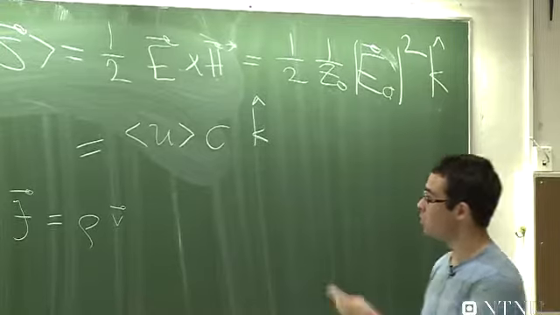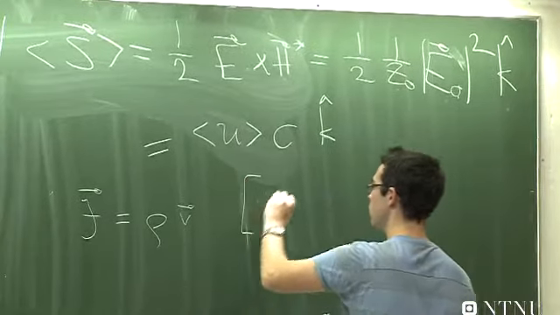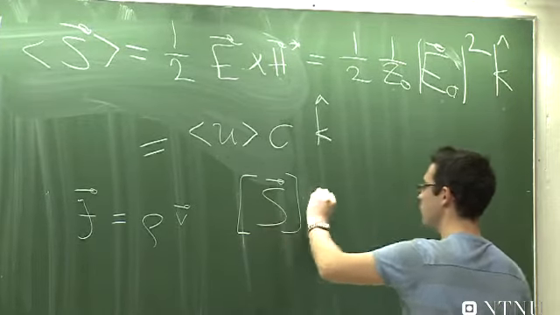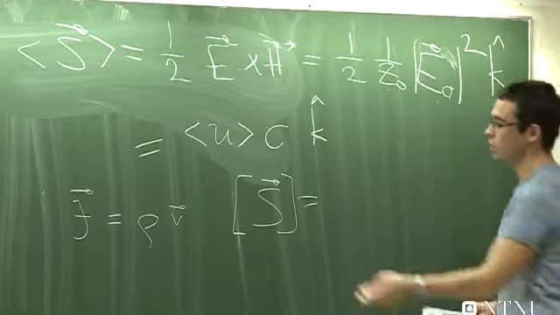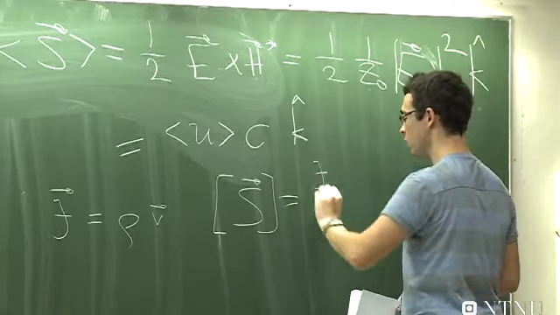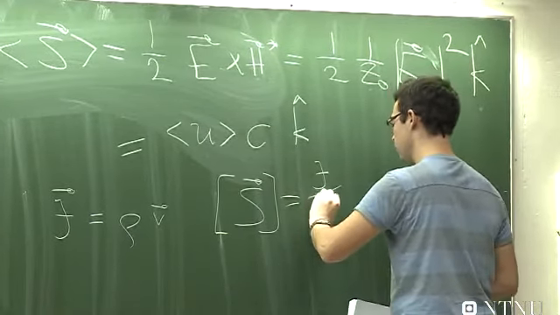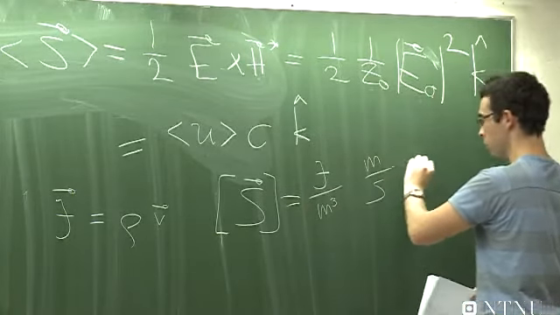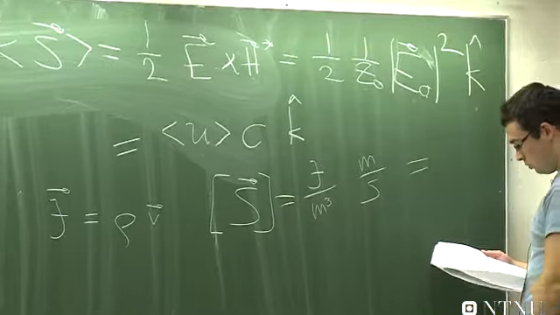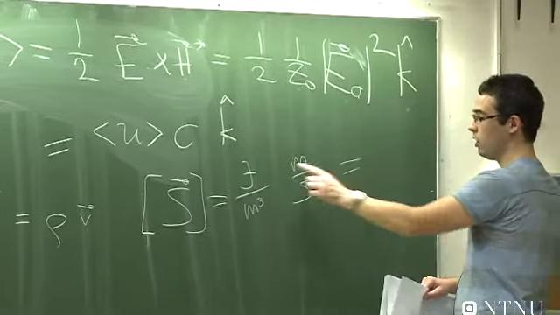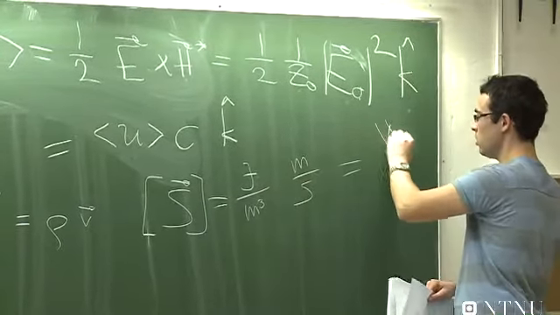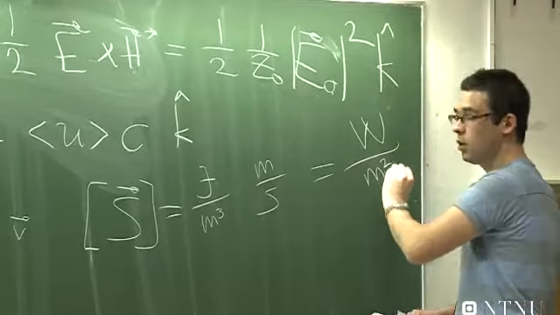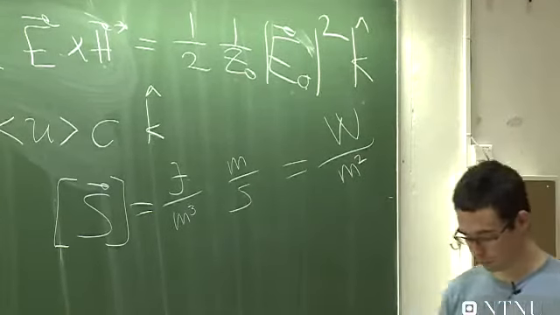And in terms of units, the Poynting vector is, of course, energy per unit volume times the velocity, meaning that if I gather this into watts, we get watts per square meter.